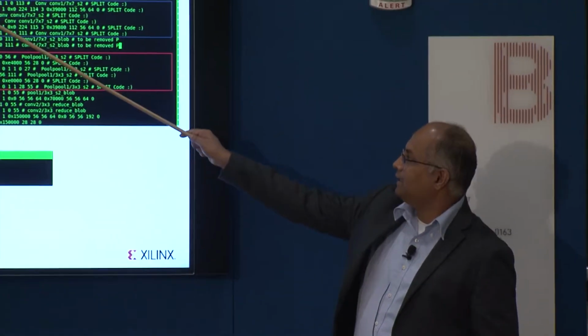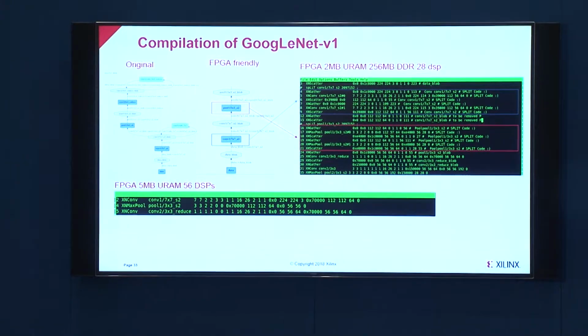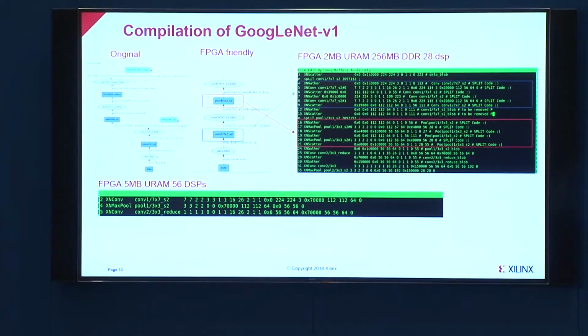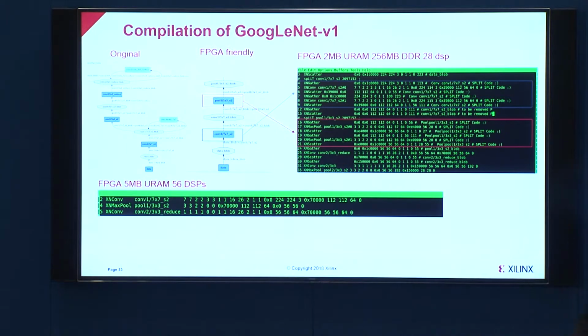So you could see that for my convolution engine, I can give it 2 megabytes of on-chip RAM, or I can give it 5 megabytes of on-chip RAM. For GoogleNet, if you give it 5 megabytes of on-chip RAM, pretty much the operations you are doing are convolution, max pool, convolution, and there's nothing else happening.